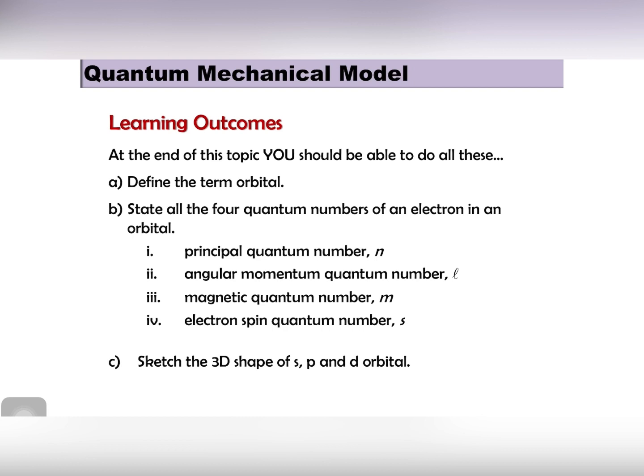First, define the term orbital. State all the 4 quantum numbers of an electron in an orbital. So including principal quantum number, which we note sebagai simbol N, angular momentum quantum number, this italic L, magnetic quantum number, M, electron spin quantum number, symbol S, and sketch 3D shape of S, P, and D orbital.